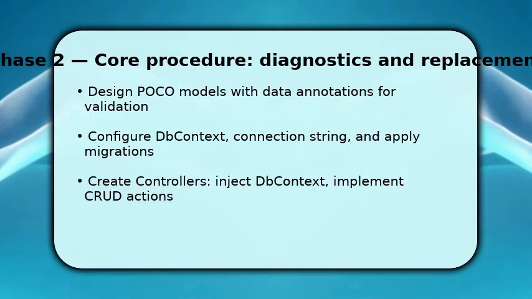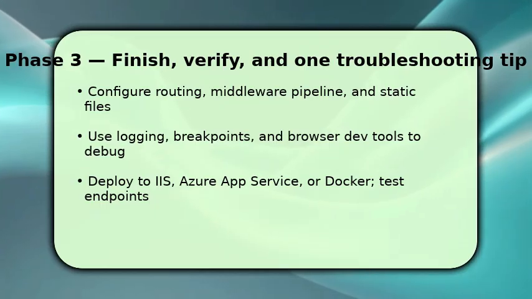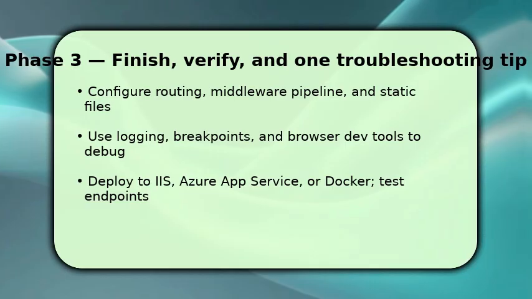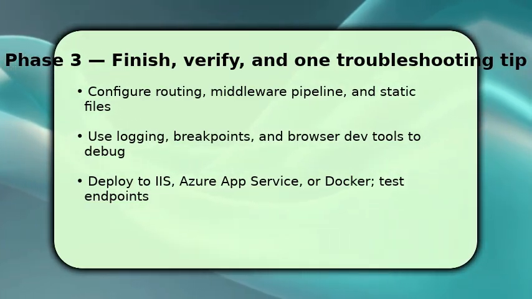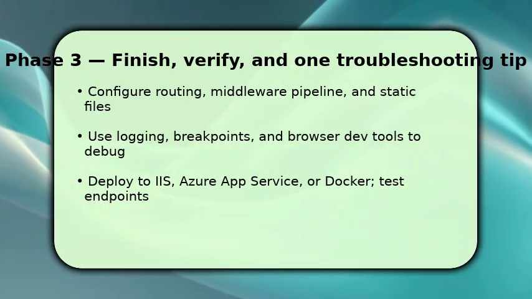You finish by configuring routing and the middleware pipeline so requests reach the right controllers. Include static files, authentication, and authorization policies as needed. Then, clean up. Add logging, use breakpoints, and inspect network calls with browser dev tools to verify behavior.